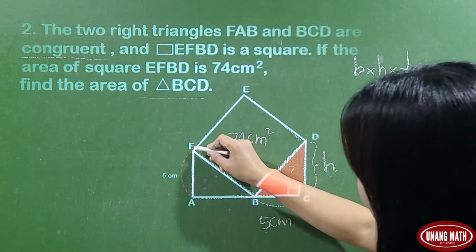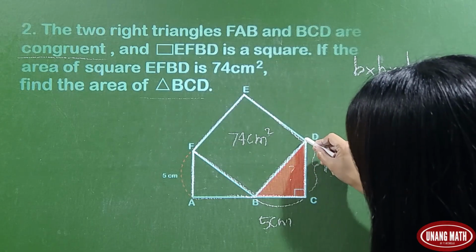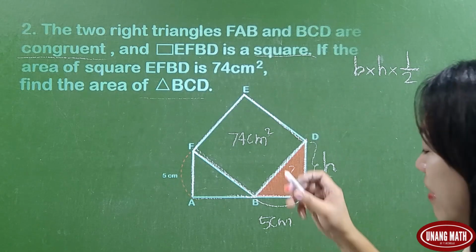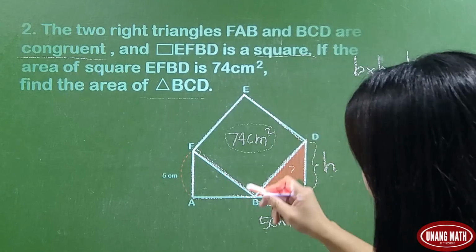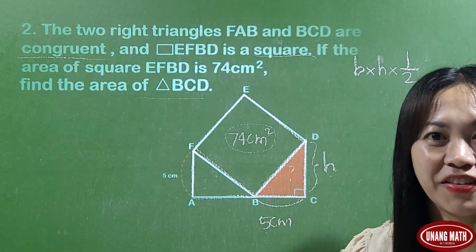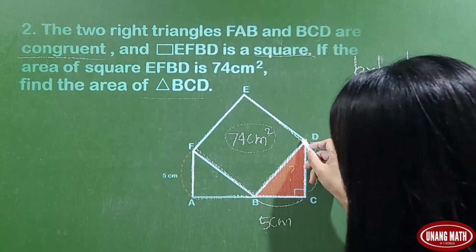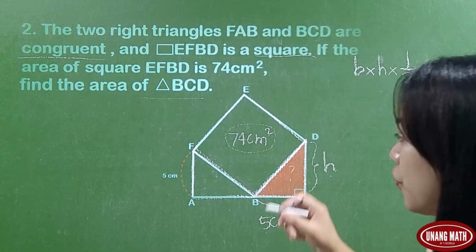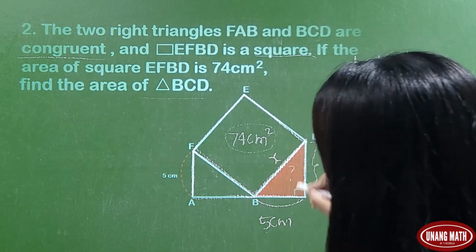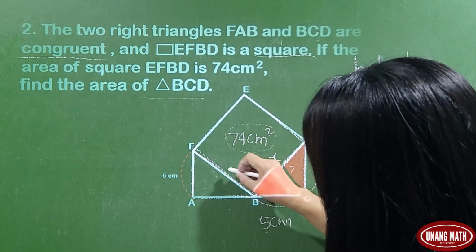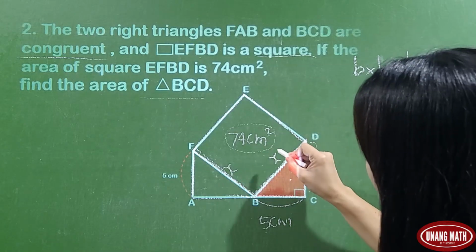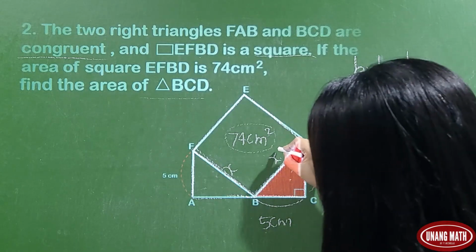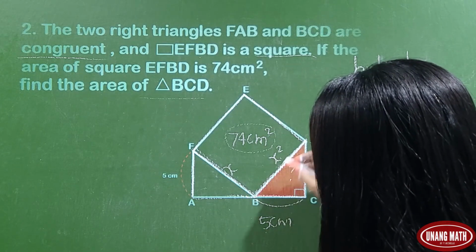In here, we have another clue that this figure is a square, and it's given that the area is 74 square centimeters. Now, this side is part of this square. So let's say this side is x. So this is also x because this is a square. So x times x is equal to 74 square centimeters. So we can say that this is x squared.